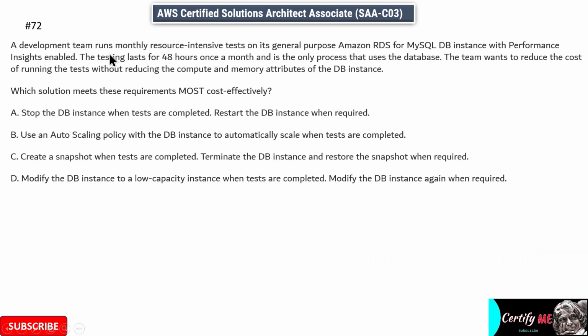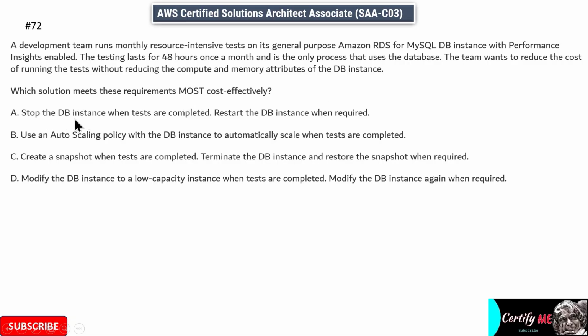A development team runs monthly resource intensive tests on its general purpose Amazon RDS for MySQL DB instance with Performance Insights enabled. The testing lasts for 48 hours once a month and is the only process that uses the database. The team wants to reduce the cost of running the tests without reducing the compute and memory attributes of the DB instance. Which solution meets these requirements most cost effectively?